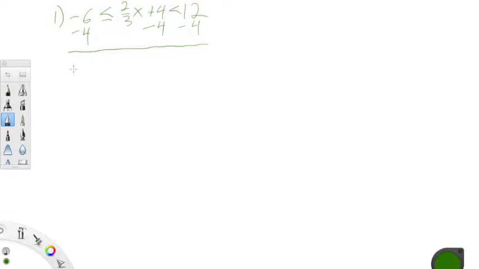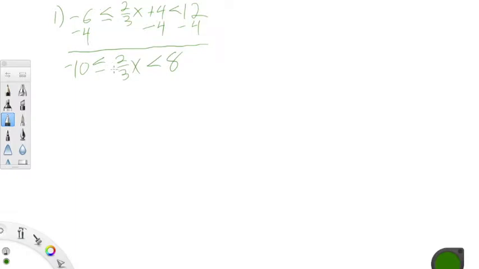So negative 6 minus 4, that's going to be more negative, so negative 10 is less than or equal to 2/3 x. My plus 4 and my minus 4 cancel each other out, is less than 12 minus 4, which is 8. Okay, so now I have 2/3 in the middle.